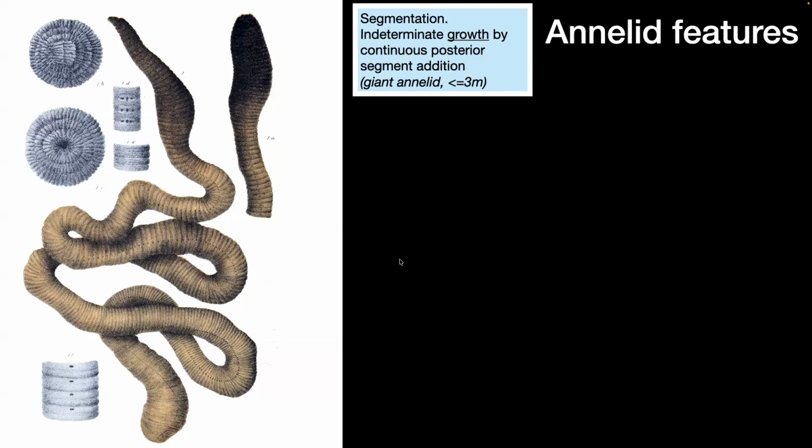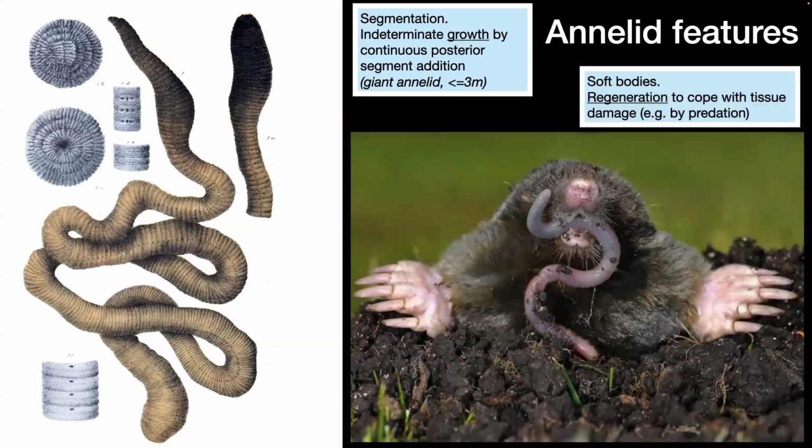So there is essentially, if you want, already clear evidence for stem cell biology by this indeterminate growth, by this continuous posterior segment addition. Why do annelids also need to be regenerative? Well, as they're soft-bodied, it is something that is quite often happening that their bodies are being cut or eaten, half-eaten. And so in many annelids, we do find regeneration potential that can either restore the anterior or the posterior or both of these parts after injury.